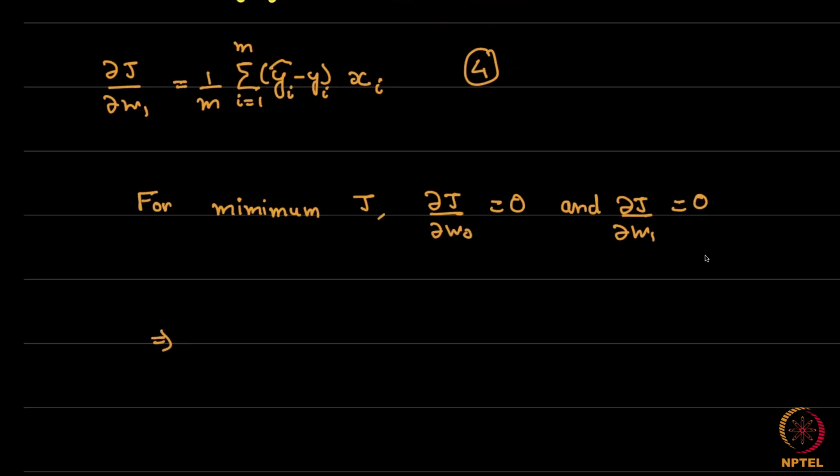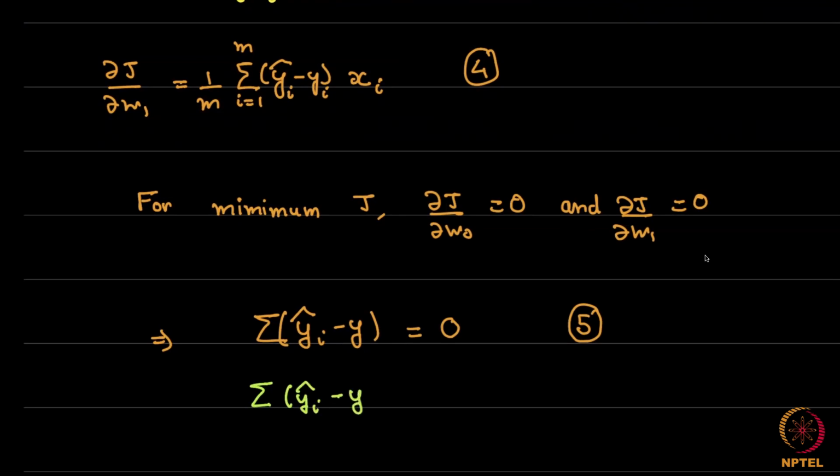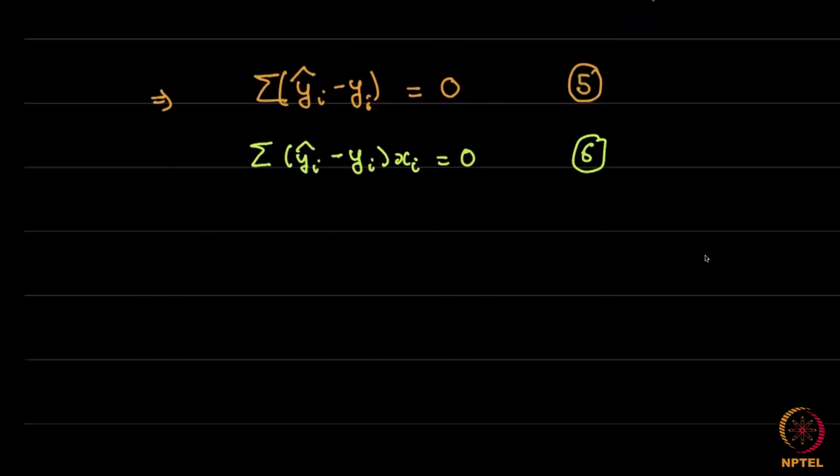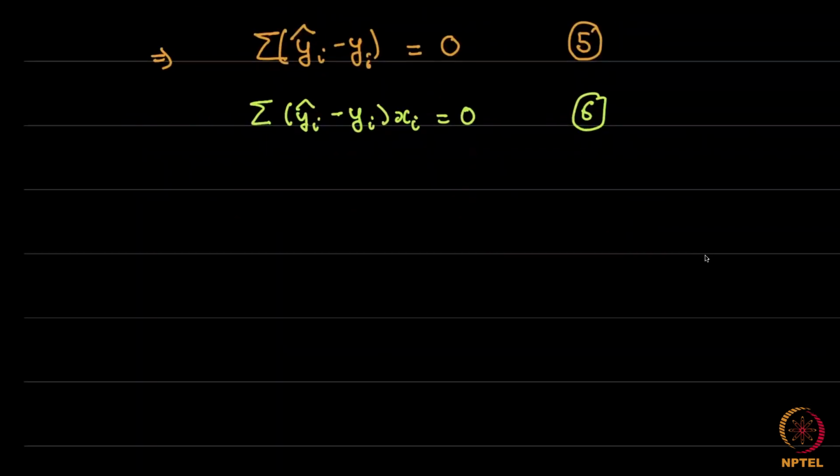So this first condition will say, I am going to eliminate the divided by m's, sigma of (y hat i minus yi) equal to 0. Let's call this equation 5. And the next equation is going to be sigma of (y hat i minus yi) times xi equal to 0. This is equation 6. There should be an i here. Okay. So these are the two equations.